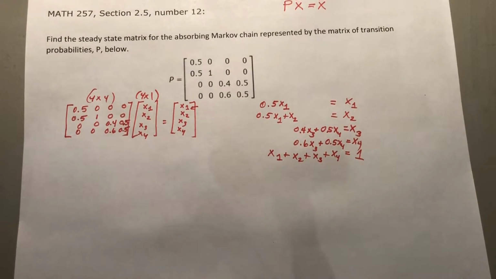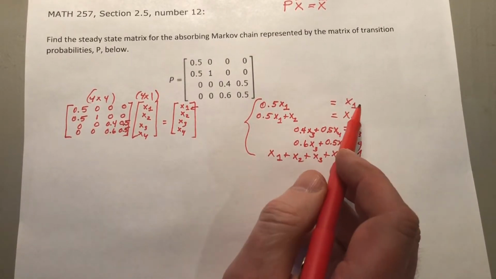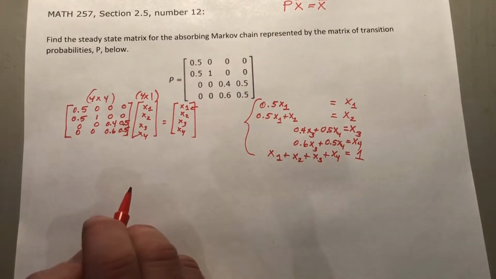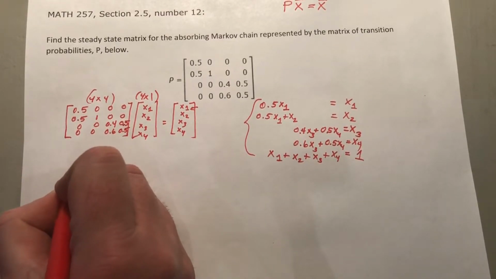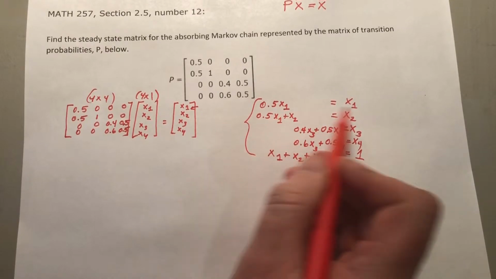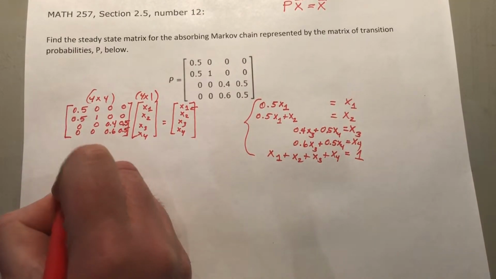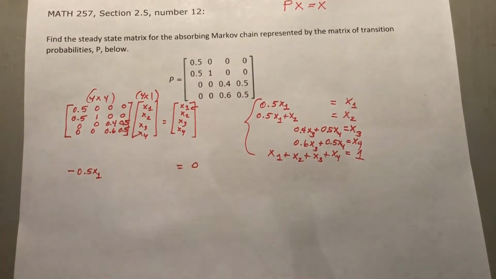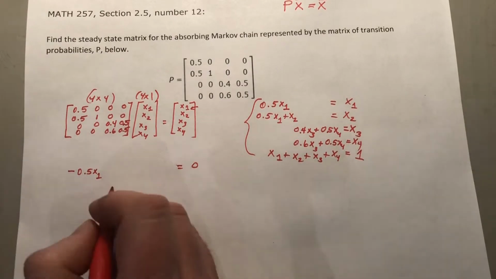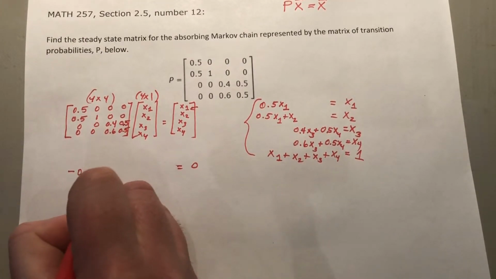All right, now let's turn this into something we can actually work with, because I've got to pull all the x's onto the same side, and we'll do that down here. So I end up getting 0.5 x1 minus x1, and that means I have a negative 0.5 x1. That's going to equal 0 because I'm going to move the x1 to the other side to subtract. And I won't say too much about these other things because they're done the same way.